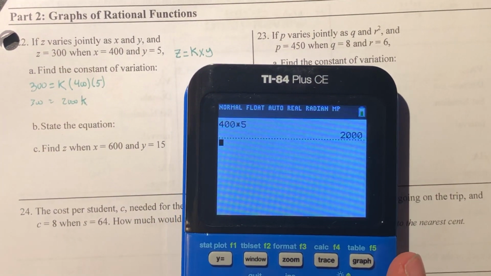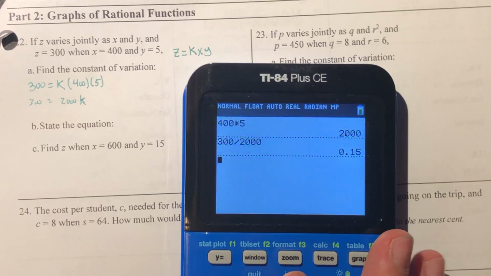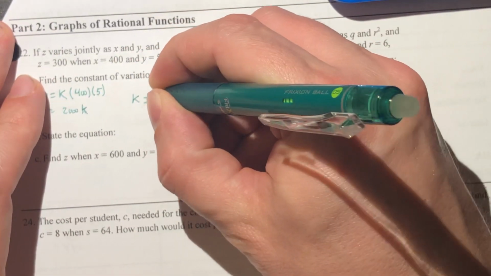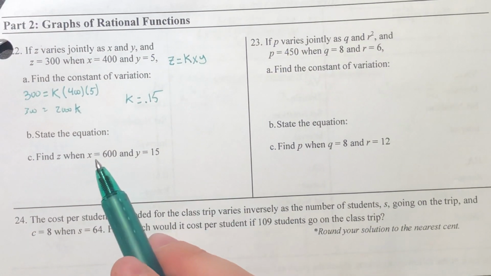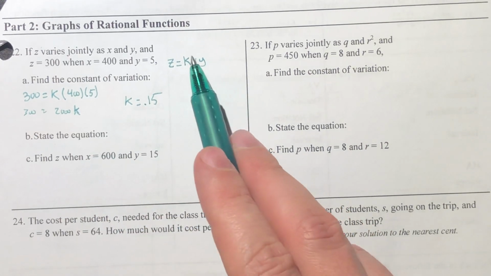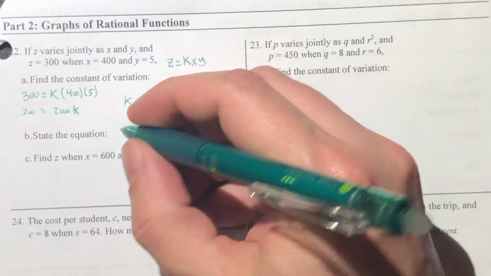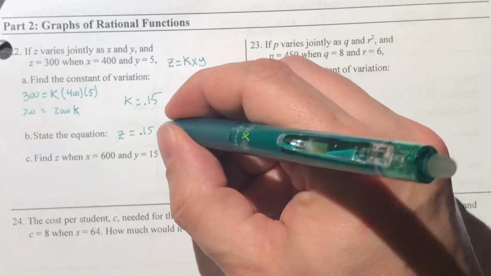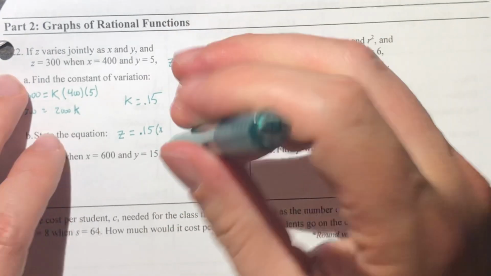And then divide both sides by 2,000. So 300 divided by 2,000 equals 0.15. That is what k is going to be. That's my constant of variation. When I state the equation, it's this equation only plugging in the k value. So it's z equals 0.15 x y.